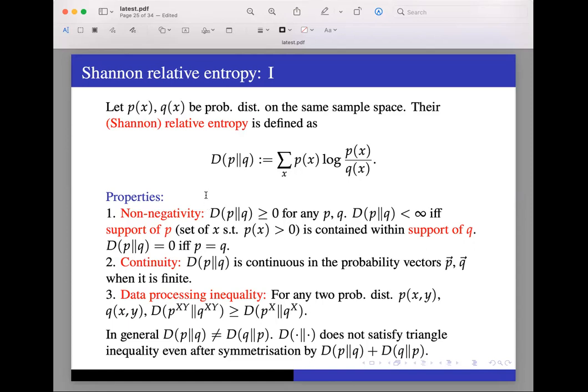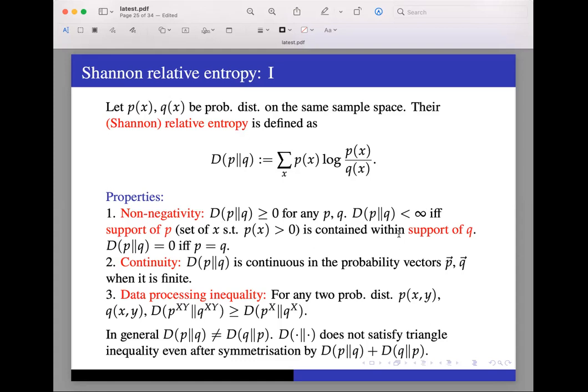Okay, so now the properties, which we'll prove shortly. The first property is non-negativity. The relative entropy is greater than or equal to 0 for any P and Q. It is finite if and only if the support of P is contained within the support of Q. Recall that the support of P is the set of sample points with non-zero probability under P. If the support of P is contained within the support of Q, then this quantity is finite, which you can easily see from this expression.